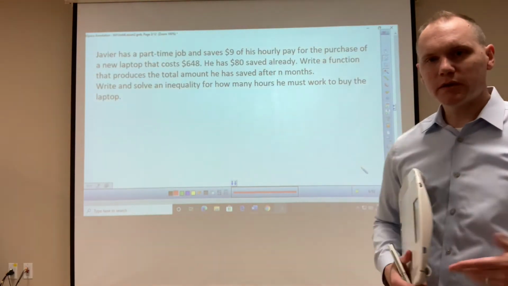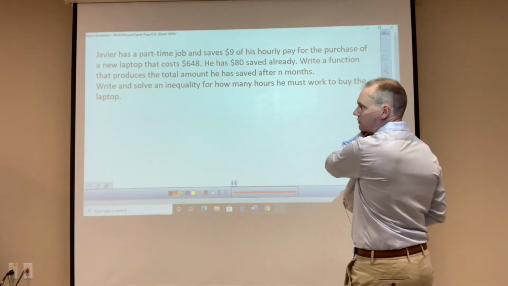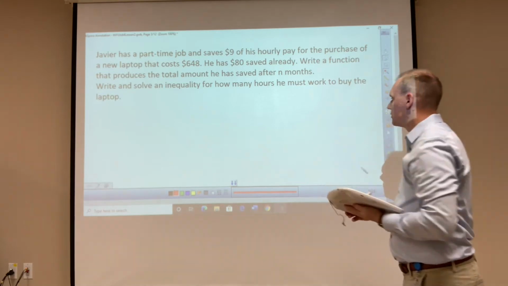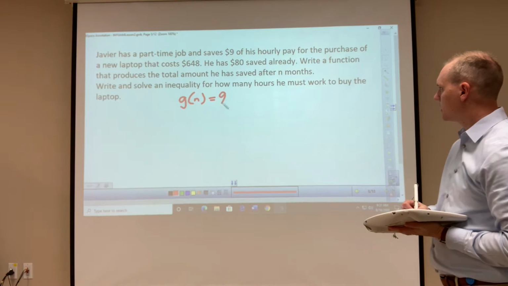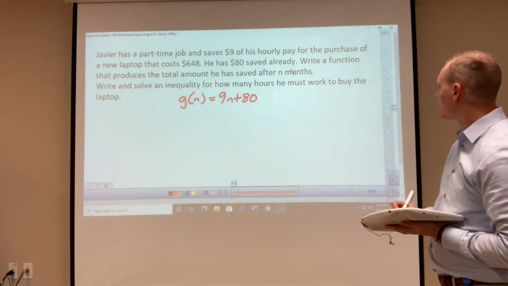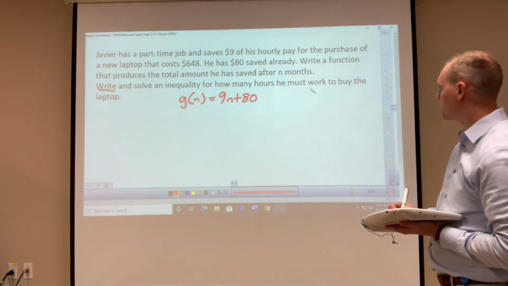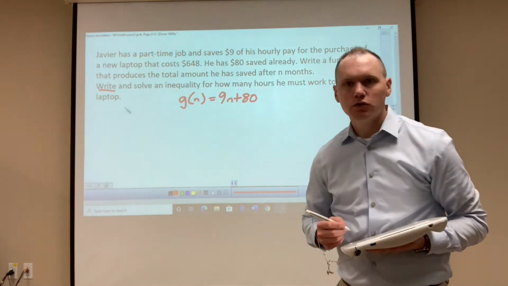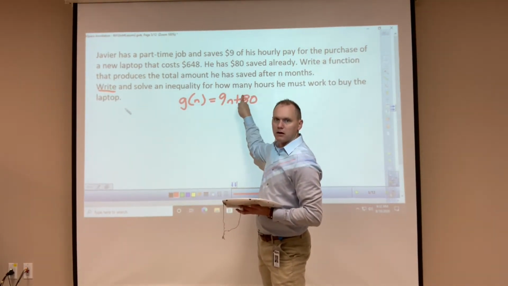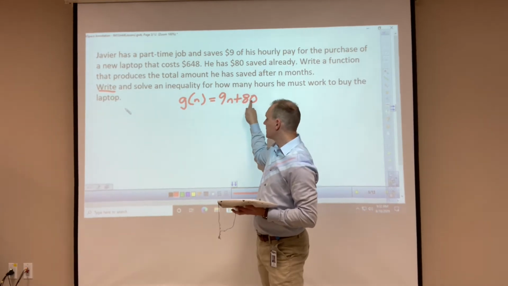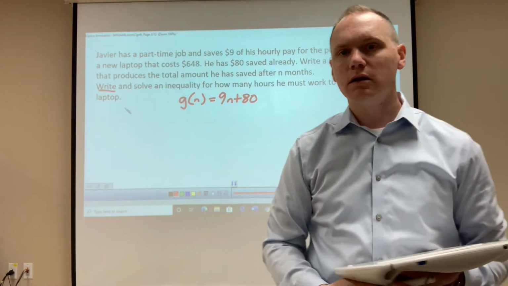So let's talk about the same situation. So we have Xavier. He's wanting to save up $648. Again, the function for how much he has saved is 9n plus 80. And we want to know, it says write and solve an inequality for how many hours he must work to buy the laptop. So when is the amount he has made, or that he has, when does that surpass $648? When is that greater than $648?